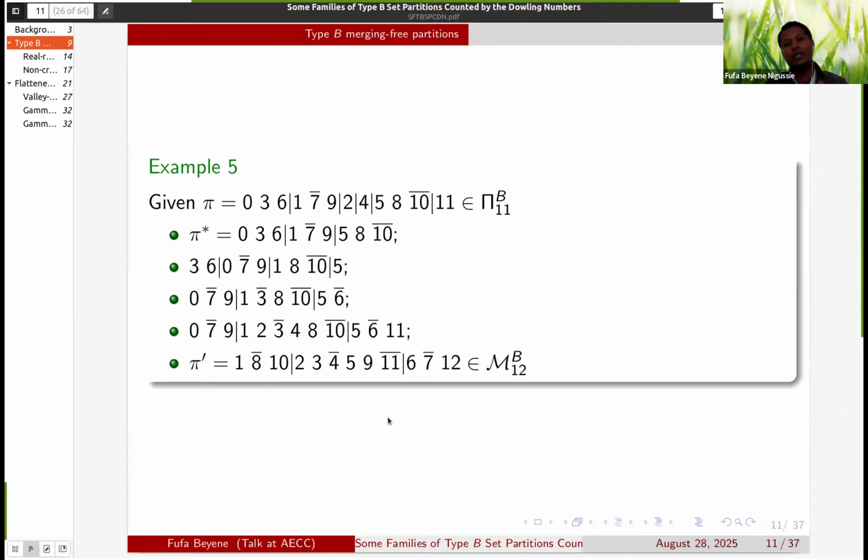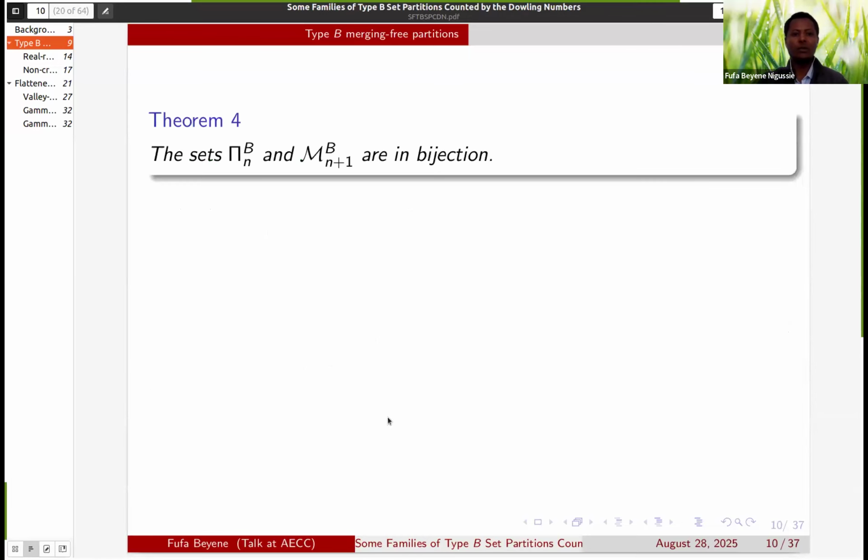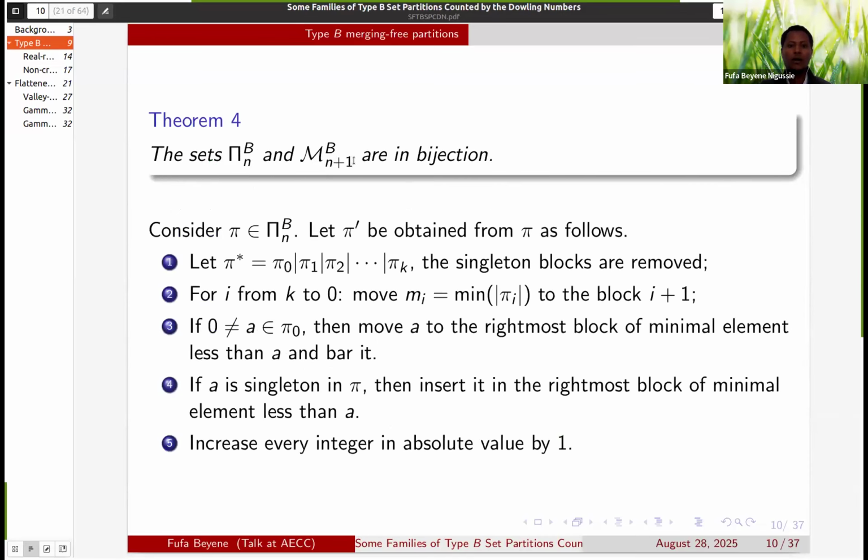And this procedure is reversible so that the construction is a bijection. And as a result, we have the number of type B set partitions over n and the number of merging free type B set partitions over n plus 1 are equal.